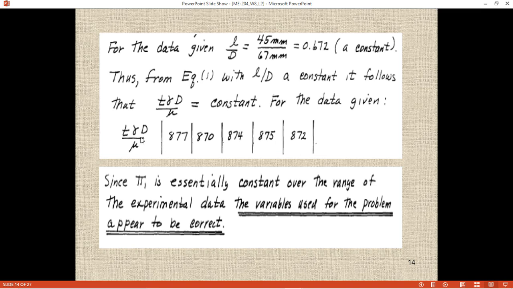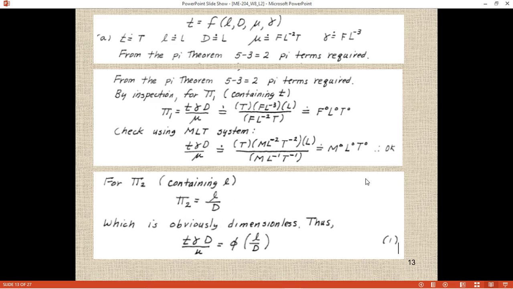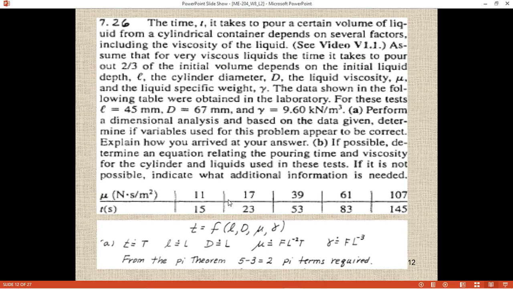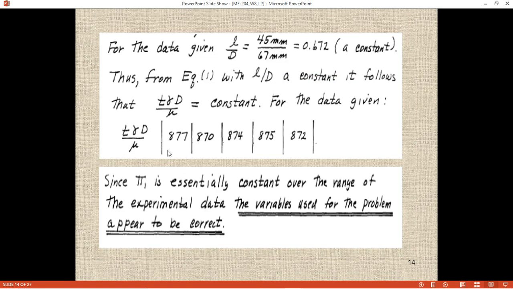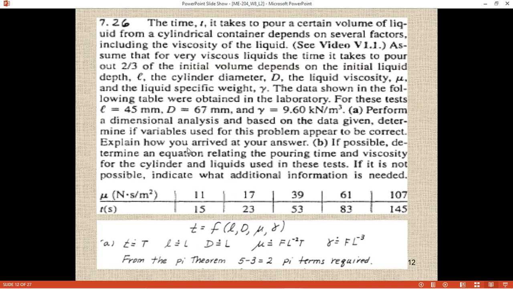We took mu equal to 11 Newton second per meter square. You have to make sure that all the units are in the same system, whether it is the SI system, the FPS system, or the CGS system. Here all of them are in the SI system. So I used 11 for the viscosity and 15 for the time, and I got this value, 877. For the second fluid I put in its values in the same way.